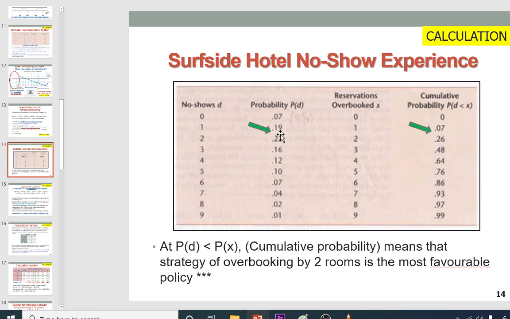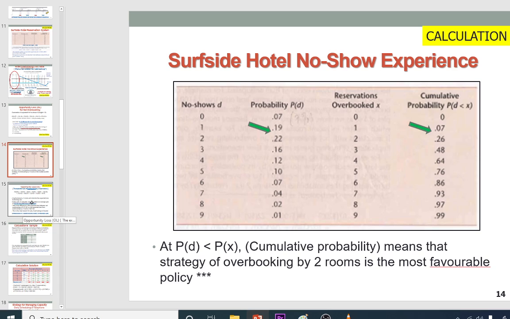And at 2 is the turning point. This goes up, and then it goes down to 0.16, 0.12, and so on. So this is the utmost position that is most profitable, most suitable for the hotel to engage in overbooking, which is 2 overbooking at all times. Okay, so 2 overbooking is the most favorable policy that the hotel can engage for their management practices of reservation.